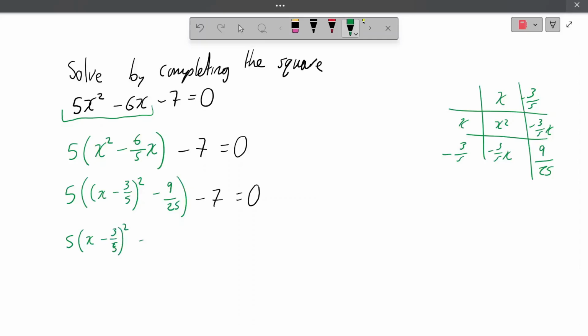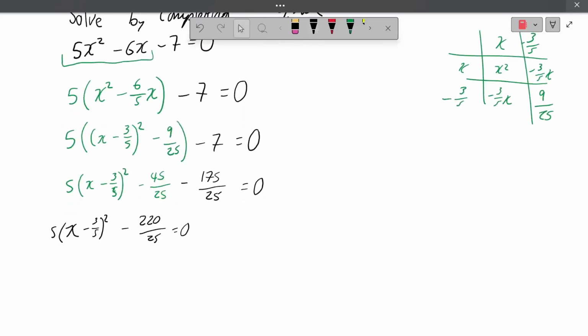And now I do 5 times 9, which is 45 over 25. And then we still have that minus 7. Now, which is probably a good idea, I wouldn't write minus 7. I would write that as 175 over 25. So that's 7 times 25, which is 175. And that then equals 0. Then we have our 5 brackets x minus 3 over 5 squared minus, so you've got 45 and 175, which gives you 220 over 25 equals 0.